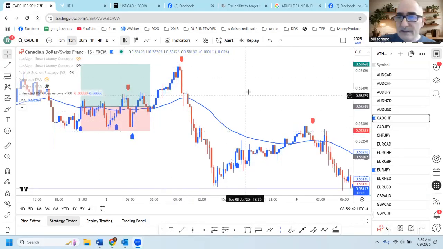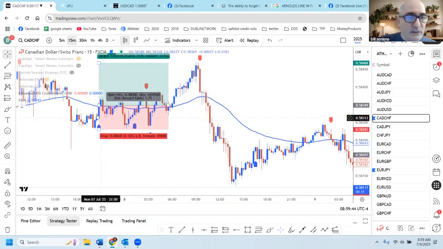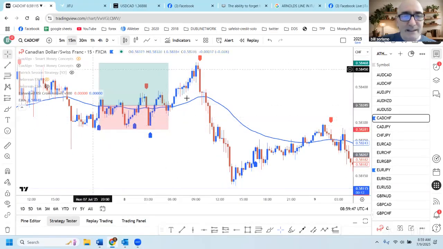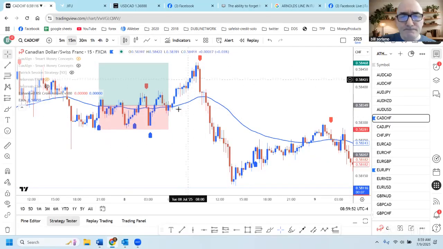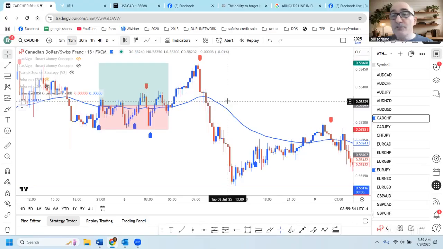So this is CADCHF from yesterday. This was a confirmed trade idea alert Monday evening during the Asian session. You could see here this pushed up a little bit. And again, following my trade management rules.